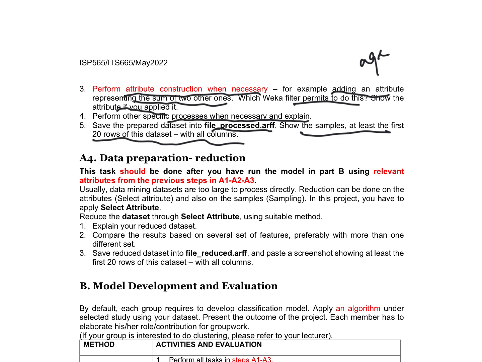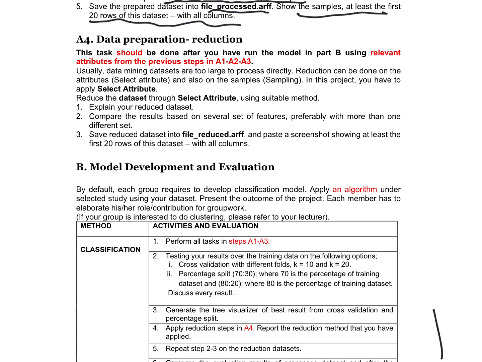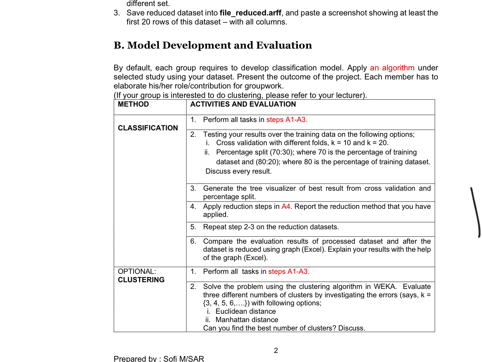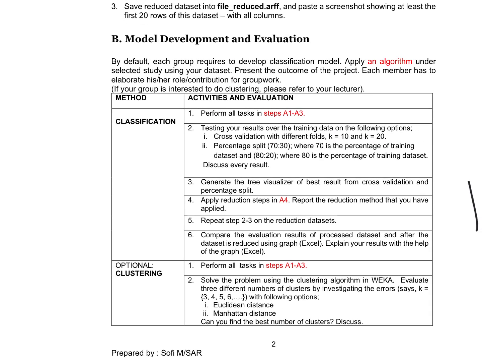Okay, and then A4, this task should be done after you have run the model in part B using relevant attribute. So A4, you have to skip A4 first dan kita kena tengok B dahulu. Okay, so A4 ni kita stop dulu. Kita buat B dahulu. Okay, B dia cerita apa?